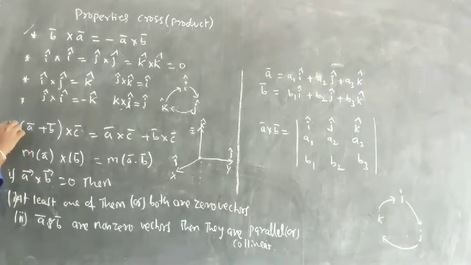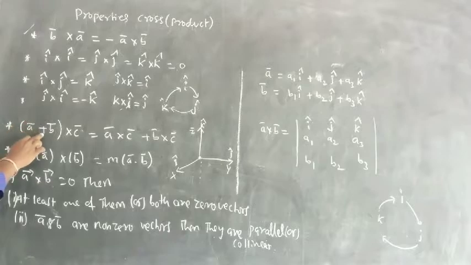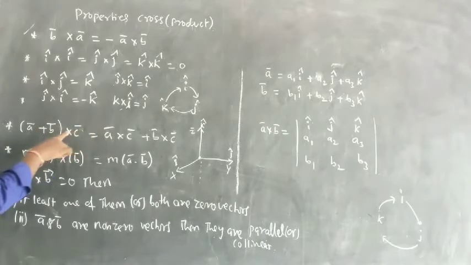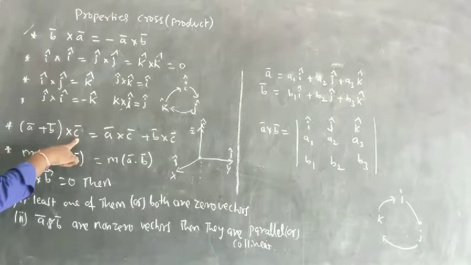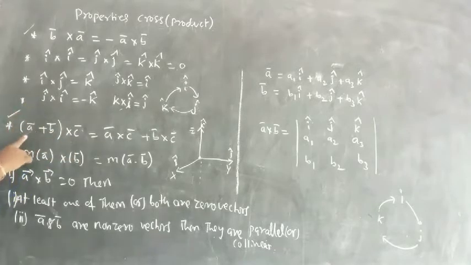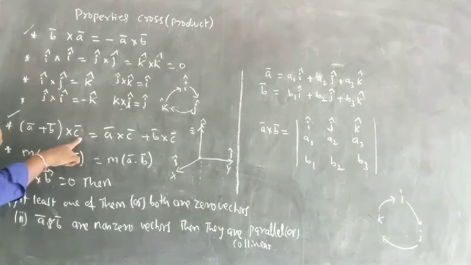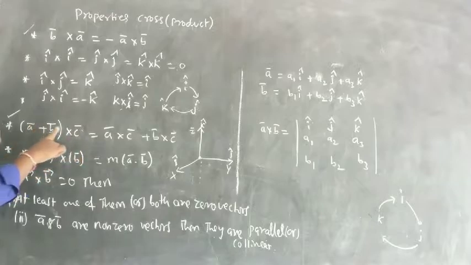Now another property: (A vector + B vector) cross C vector. The distributive law applies in addition here, so this can be written as A vector cross C vector plus B vector cross C vector. This is one of the important identities: (A + B) cross C can be written as A cross C plus B cross C. This is the distributive law.